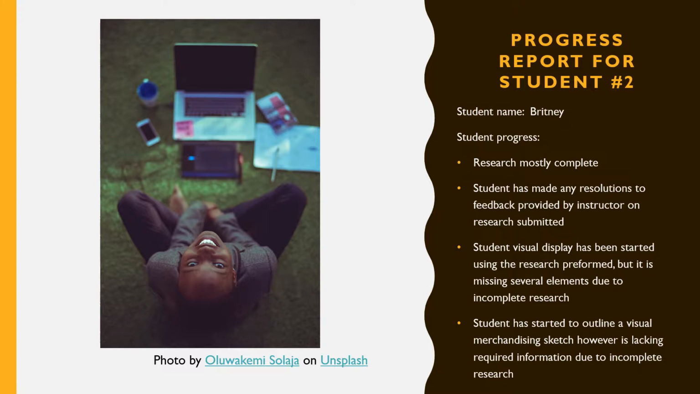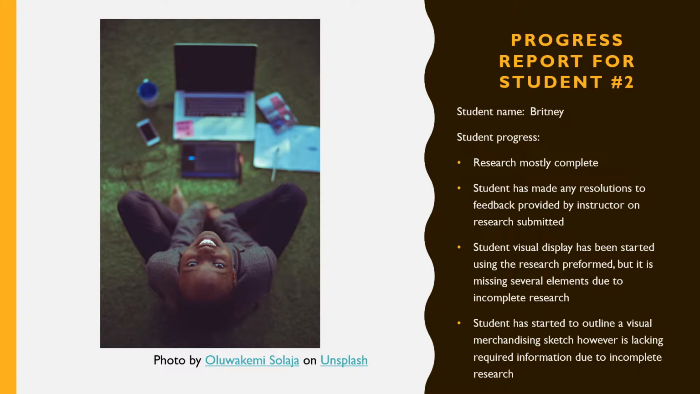Now, although the majority of the class has been working at the same pace as illustrated on the previous slides, Student 2 has fallen behind in their work as well. Student number 2, Brittany, has about half of the required research complete, and she has made resolutions to the feedback provided by the instructor on the research submitted.